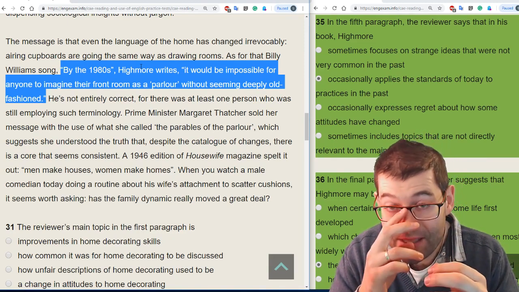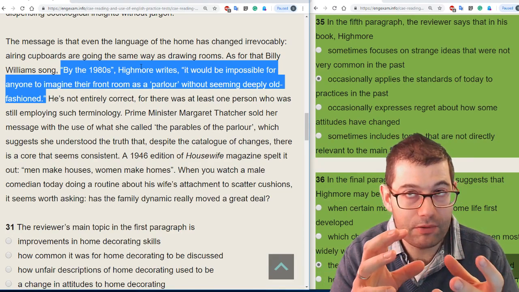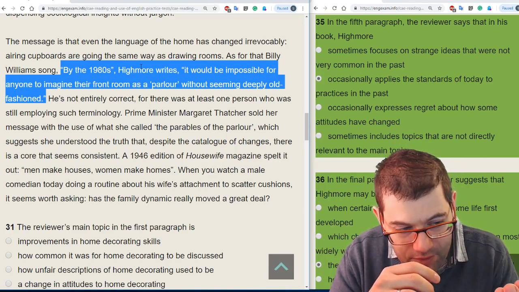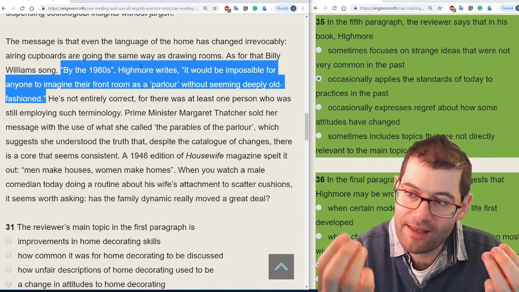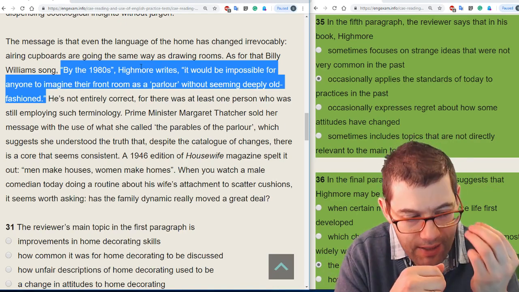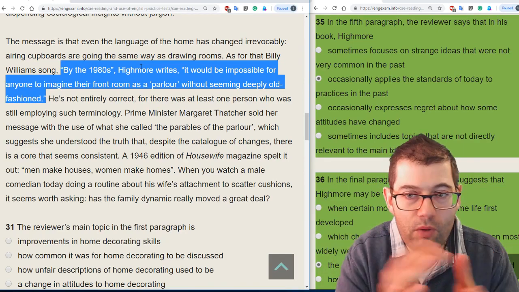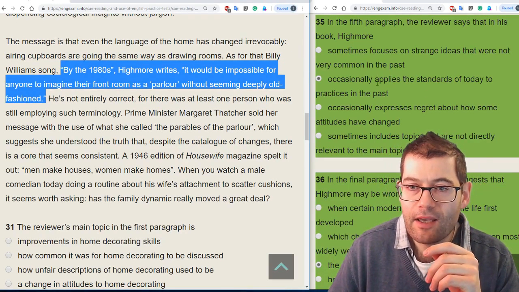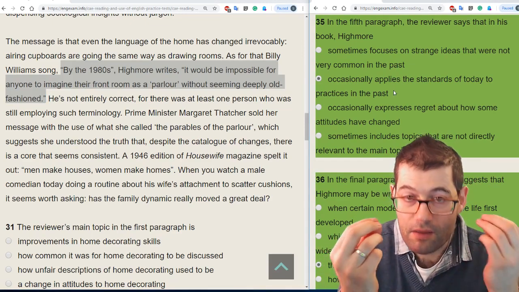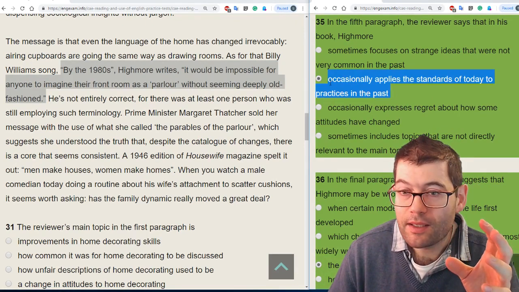What Highmore is doing here is connecting attitudes in time, or how people thought of things in time. So what people thought in the past, if they think in that same way now, this would be seen as old-fashioned. So you're connecting a time in the past to things that are happening now. That's what the quote says. And the only answer that connects time periods together, the past to now, explicitly is this one here.